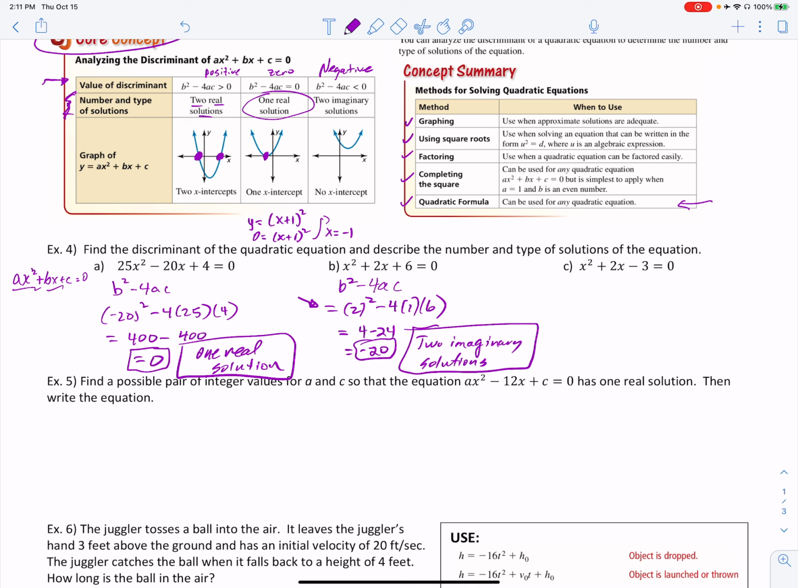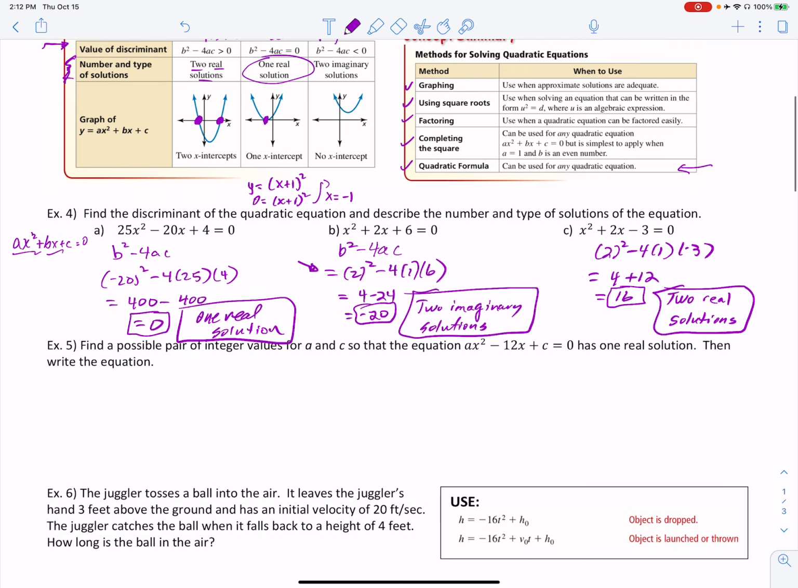And in part C, again, the b squared minus 4 times a times c. I need to see that. And we get 16. So that's the value of the discriminant. And when it's positive, that means we have 2 real solutions. Kind of a powerful thing, the value of the discriminant.